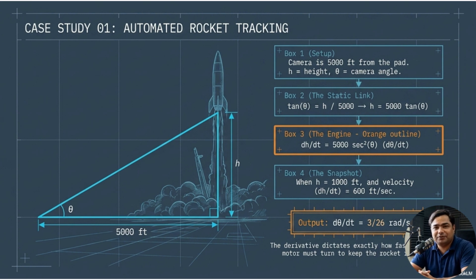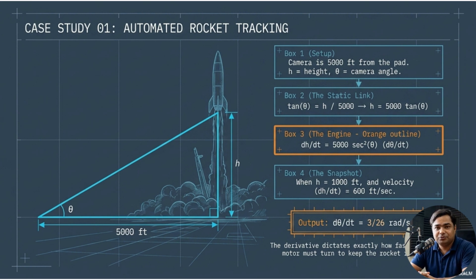Step 1. Define the setup. The distance from the camera to the pad is 5,000 feet. The rocket height is h. The camera angle is theta. Step 2. Create the static link using trigonometry. In a right triangle, tan theta equals opposite side over adjacent side. So tan theta equals h divided by 5,000. That means h equals 5,000 tan theta.